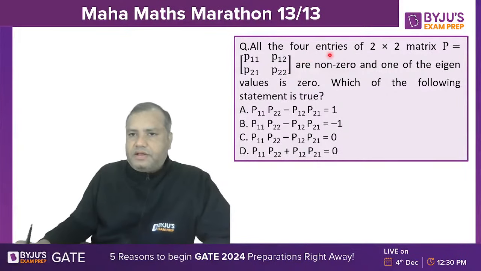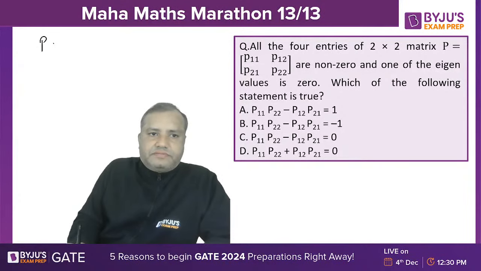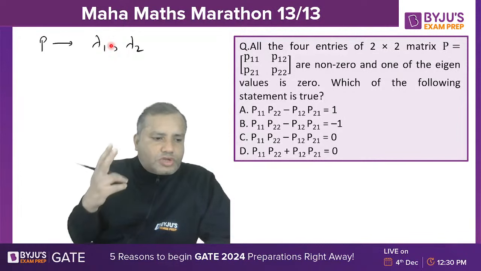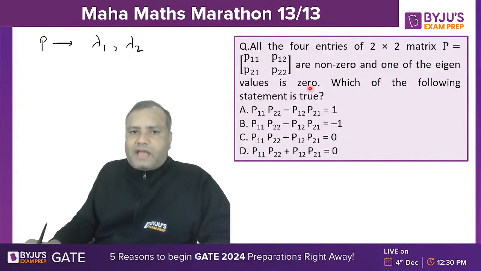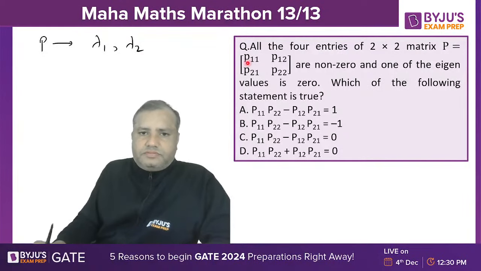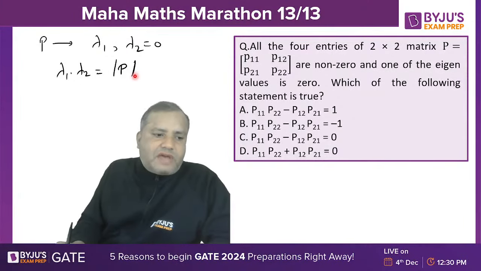Here, they have given you a 2 cross 2 matrix P. Let us say its eigenvalues are lambda 1 and lambda 2. भाई 2 cross 2 matrix है, 2 eigenvalues होंगी. One of the eigenvalues is 0. मान लिया lambda 2 0 है. Product of eigenvalues is equal to determinant. Yes sir, product of eigenvalues is equal to determinant.